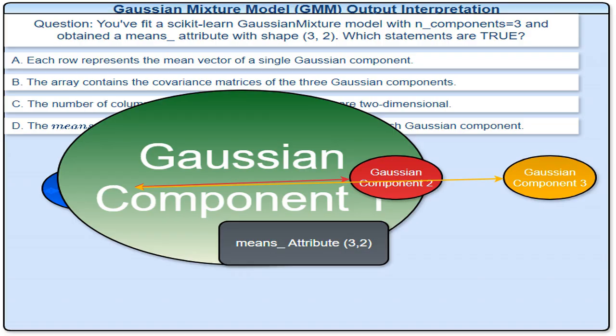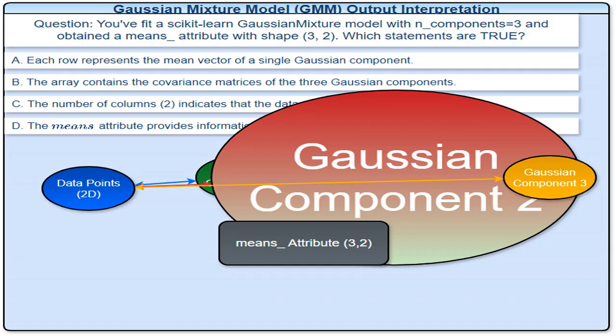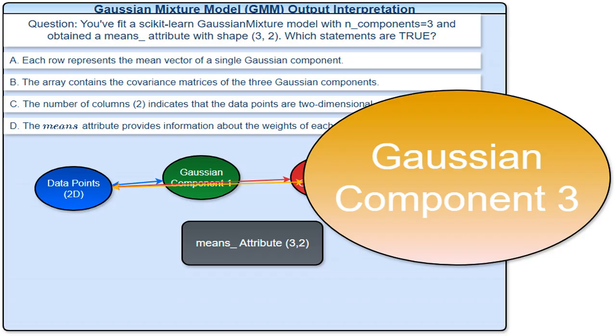One of the three Gaussian distributions that makes up the mixture model. It's described by its own mean from the means array, covariance from the covariances attribute, and weight from the weights attribute. Another one of the three Gaussian distributions. Similar to component 1, this has its own mean, covariance, and weight. The last of the three Gaussian distributions. This too has its mean, covariance, and weight that characterize this distribution.